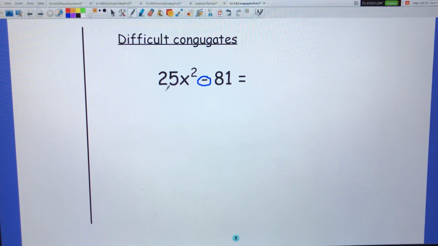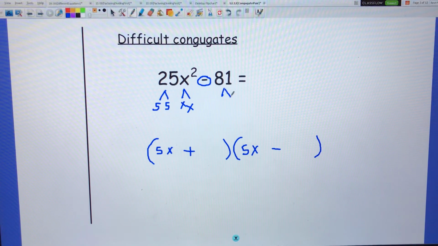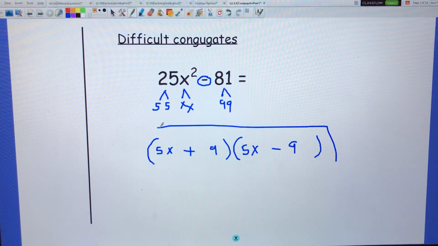So let's do the left side first. What times what is 25? It's 5 times 5. All right, so if you even want to start your parentheses, you can. Here's my parentheses, this is my plus, here's my minus, and then what makes x squared is x times x. All right, so the left side is going to be 5x, okay, and the 81 is really easy. 9 times 9, so it's 5x plus 9, 5x minus 9. All right, that's all you're doing today.